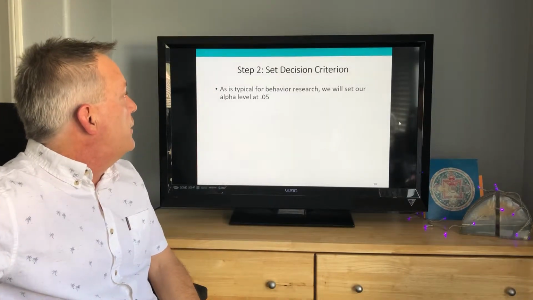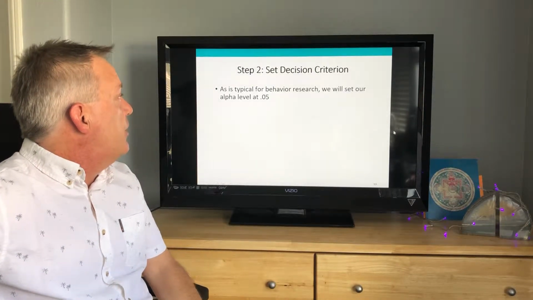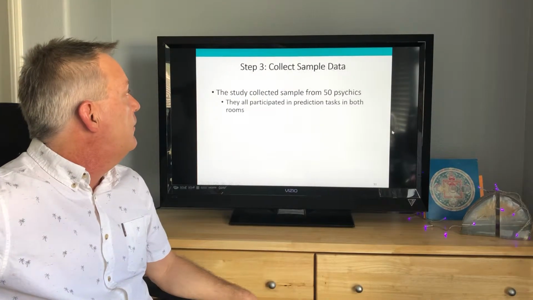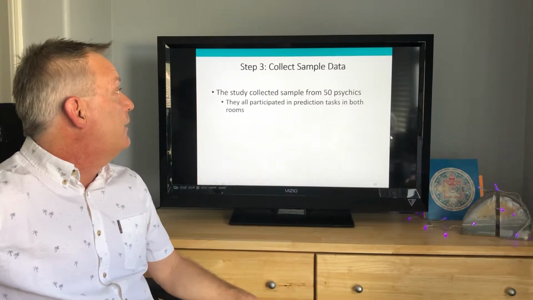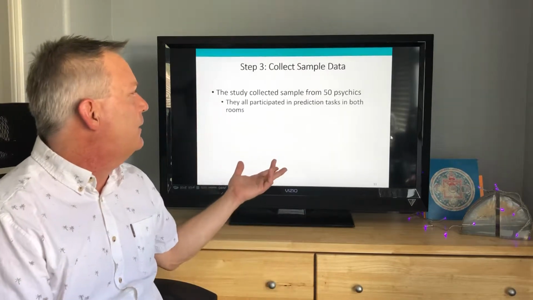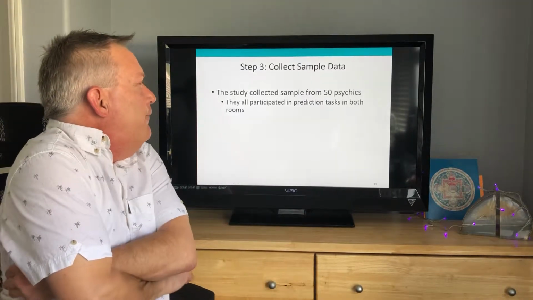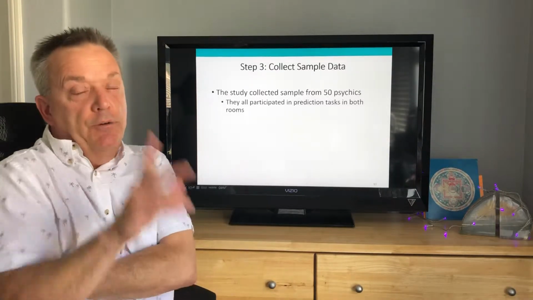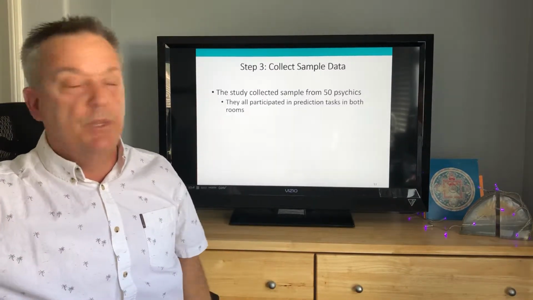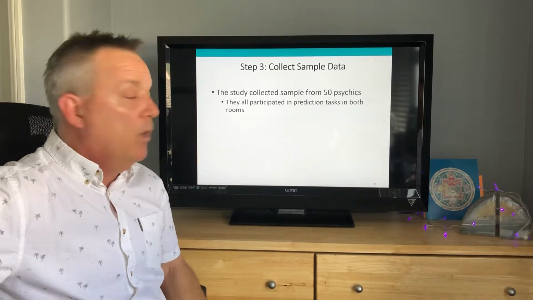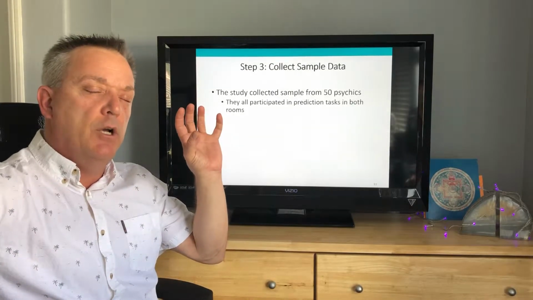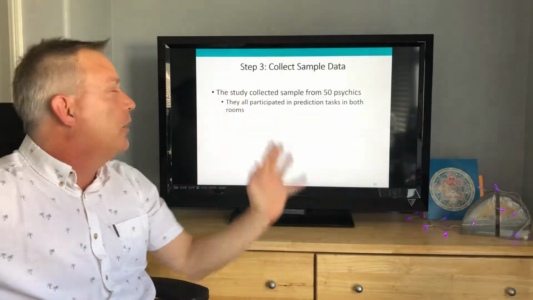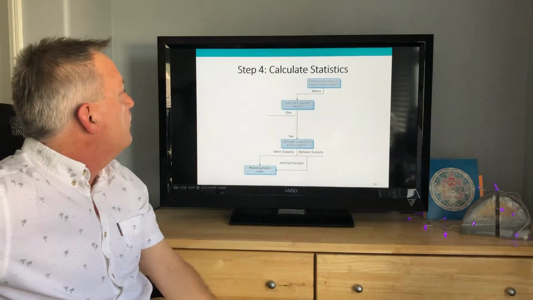Step 2, set your decision criterion. As is typical for behavior research, we're going to set our alpha level at 0.05. And step 3, we're going to collect the sample data. In this example, they collected sample data from 50 psychics, and they participated in the prediction tasks. Don't forget, in both rooms. So that's a within subjects design. It's one-tailed because we're expecting the results to be positive for the dark room, the psychic room.